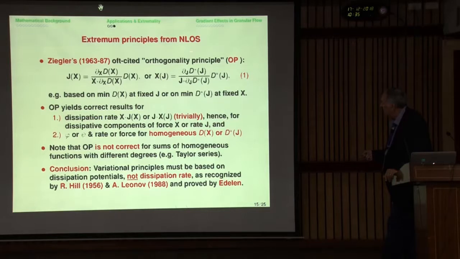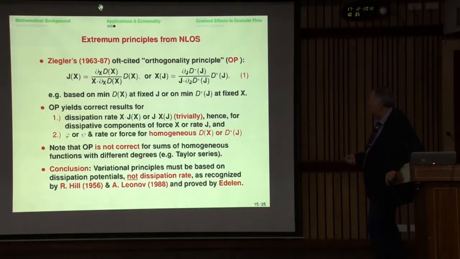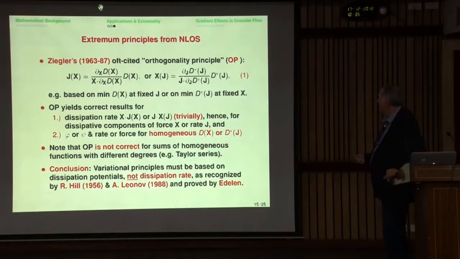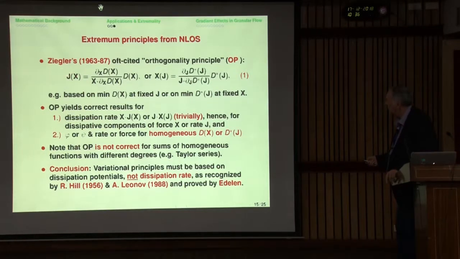What about extremum principles or variational principles? There's a popular idea in the literature of Ziegler, which instead of using dissipation potentials, uses gradients of dissipation rate itself. These are scalars here, so this is proportional to the gradient of dissipation rate. And the question is, what's the status of that idea, which is called the orthogonality principle? Well, it turns out that this will give you the right answer for dissipation. If you dot x into this, the numerator cancels the denominator, and you get the dissipation rate exactly. So it gives you the dissipation rate, and it gives you the dissipative components of stress, or force.